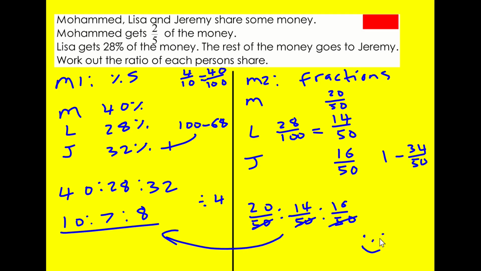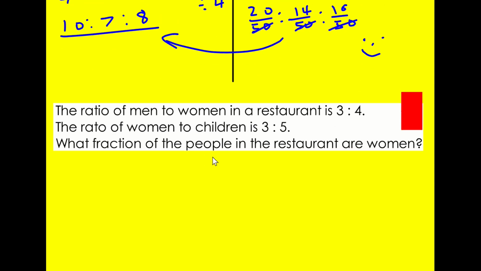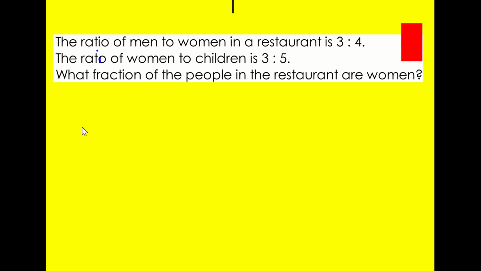All right, one more. Welcome back, overlapping ratios. Hello, we've got men to women 3 to 4, and the ratio, that should say, of women to children is 3 to 5. What fraction of the people in the restaurant are women? Okay, pause the video, have a go at this one.